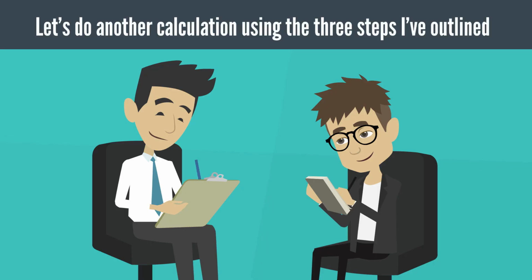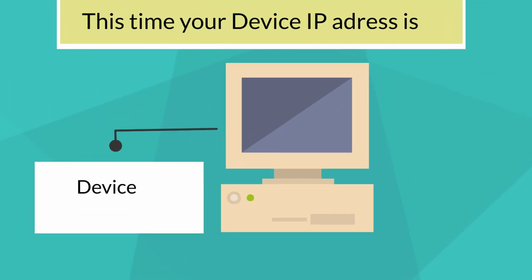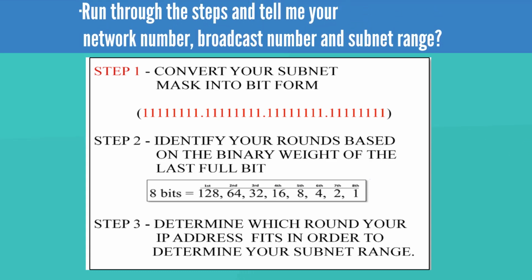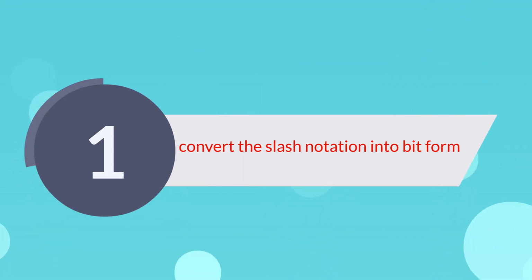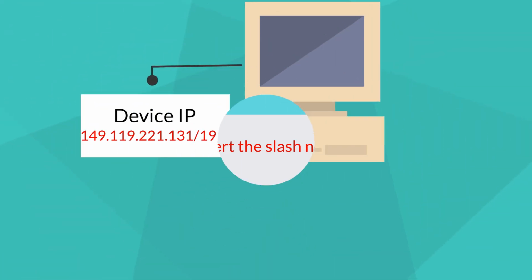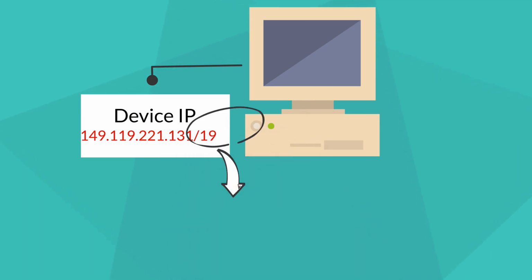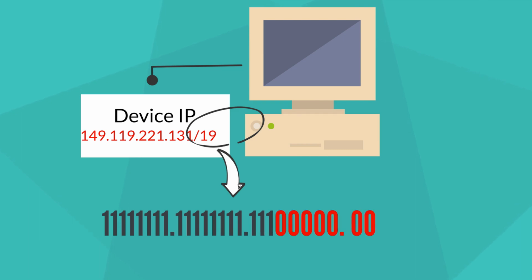Let's do another calculation using the 3 steps I've outlined. This time, your device IP is 149.119.221.131/19. Run through these steps and tell me your network number, your broadcast number, and your subnet range. In step 1, we will convert the slash notation into bit form. Pause and see if you know this. So the bit form of slash 19 is all 8 ones in the first octet and the second octet, but the third octet would only have 3 ones, and the rest would be zeros.